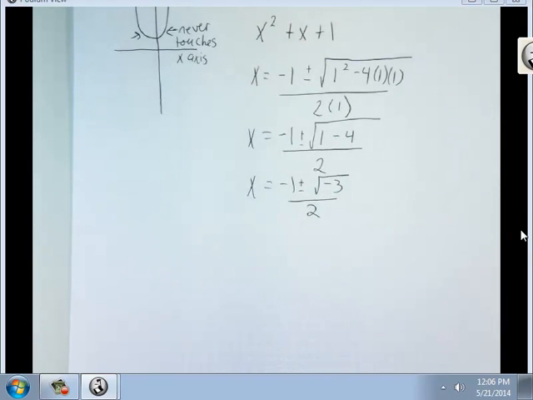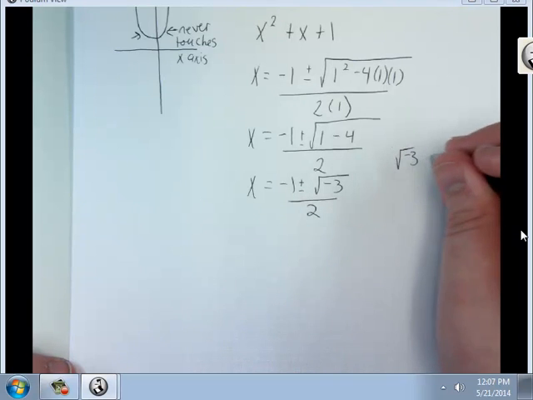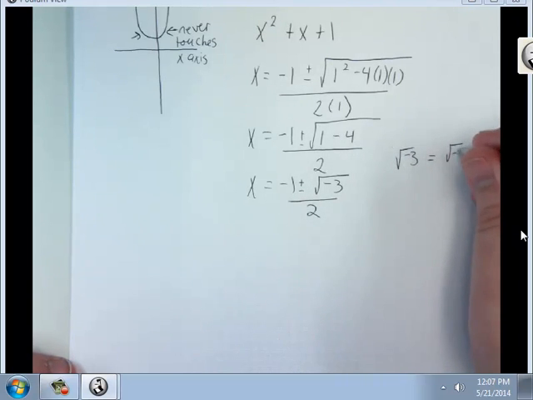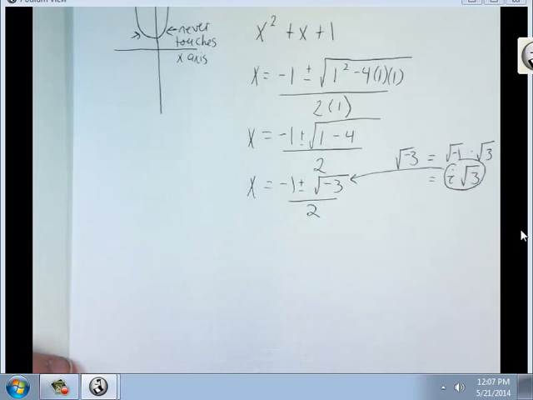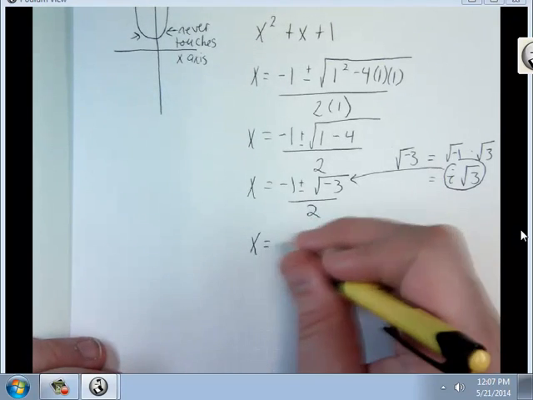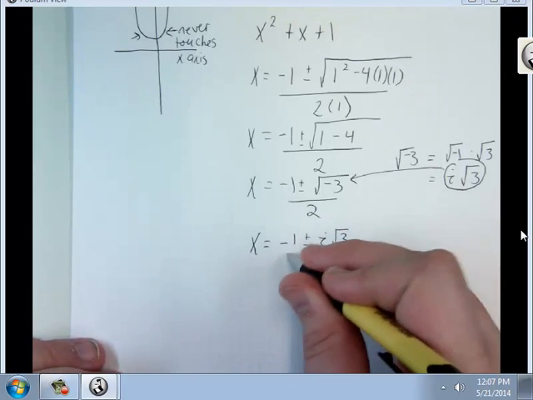So, how do I go about this one? Well, got to remember that the square root of negative 3 equals the square root of negative 1 times the square root of 3, which equals i times the square root of 3. So I take that and I substitute it in for that. So I get x equals negative 1 plus or minus i radical 3 all over 2.